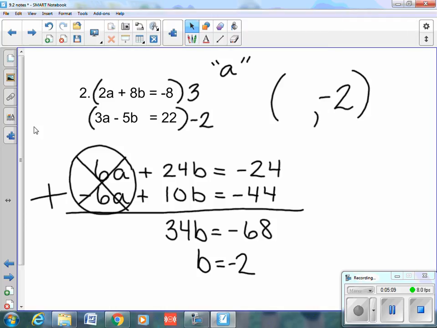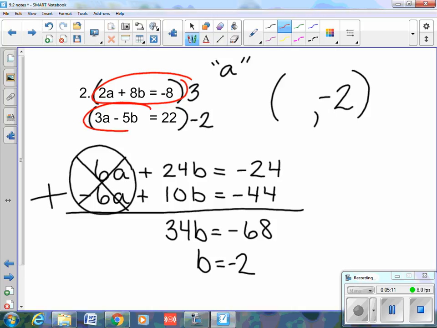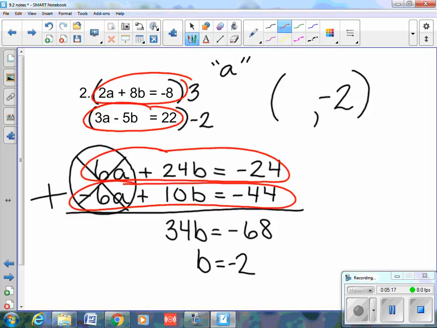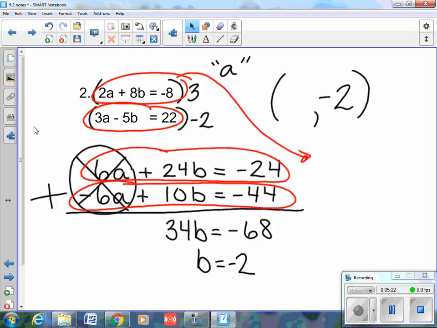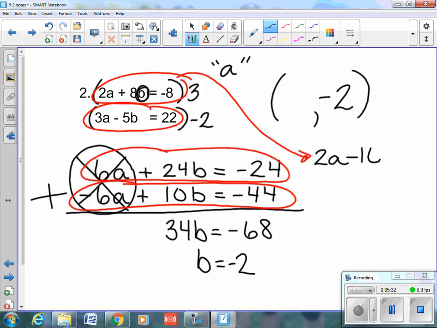You can go up into this equation, you can go up into this equation, you could even go up into this equation, or you could go up into this equation to find the a. I'm just going to go up into the first one, so I'm going to bring it over here. 2a, in place of my b right here, I'm going to substitute a negative 2 in there, and that's how I got the negative 16, and that equals a negative 8. So 2a equals, I add 16 to both sides, that makes 8. So a must equal 4. Final answer.